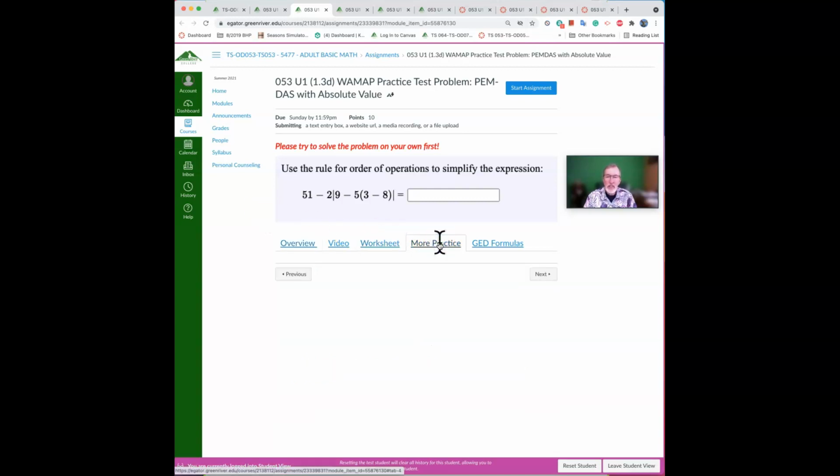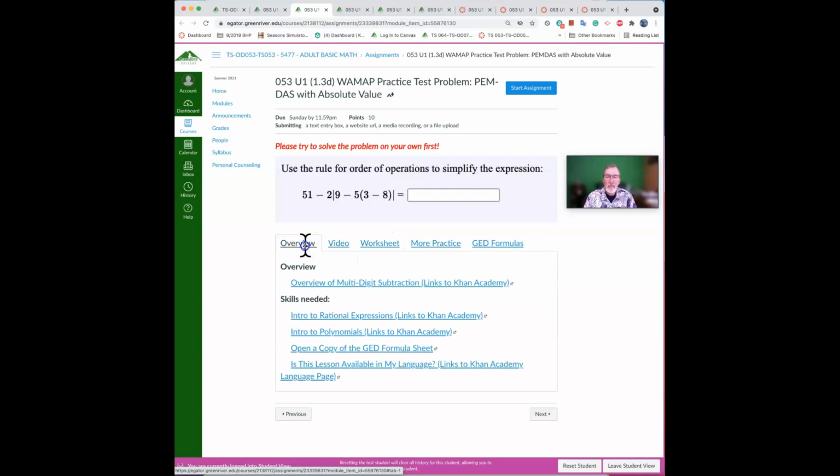I've got some worksheets here that you can use, or I will have. I guess they're not in here yet. GED formula sheet. Maybe there's something wrong with the tabs on this one. Anyway, I'll fill that out later, so it'll be there by the time you see this video. And let's go ahead and take a look at this.